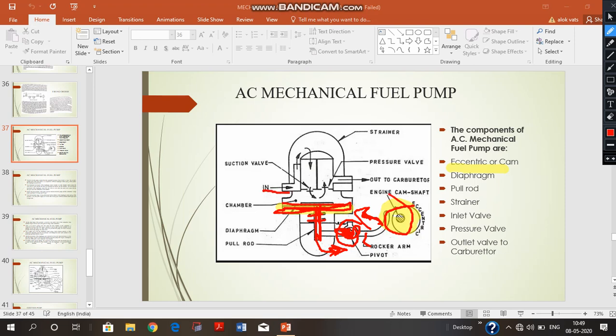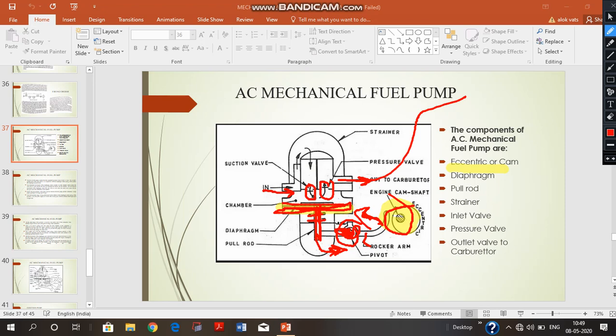This is the inlet valve, and this is the pressure valve or the exhaust valve. These are pressure valves. This is the pressure valve, this is the suction valve, and this is the outlet valve, and the outlet of this goes to the carburetor. Now we discuss its working.